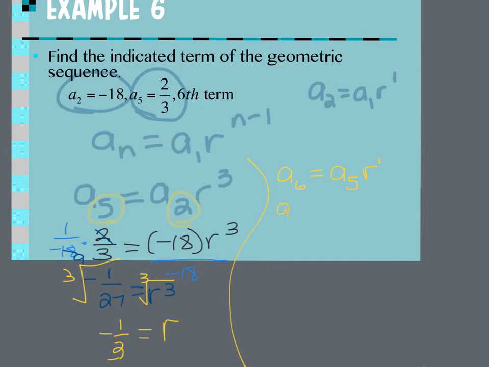So a sub 6 is what we're looking for. A sub 5 we know is 2/3, and r to the first would be negative 1/3. So a sub 6 would be negative 2/9.